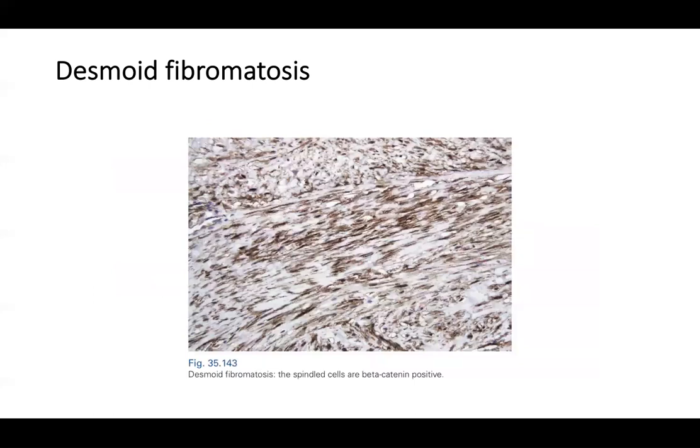Here is that example of the beta-catenin positivity, which would be another helpful way to help rule out some other differential diagnoses. So if you see beta-catenin positive staining within the fibromatosis, you can definitely think about a desmoid fibromatosis, as well as just a normal fibromatosis, because you can also see beta-catenin positivity in normal fibromatosis as well.